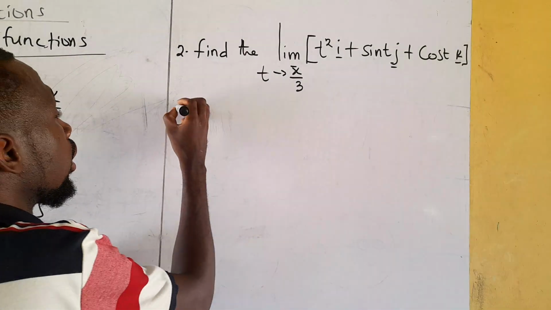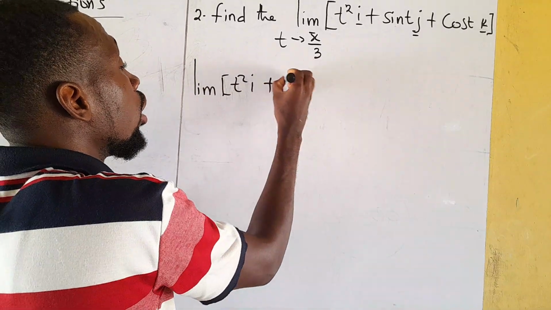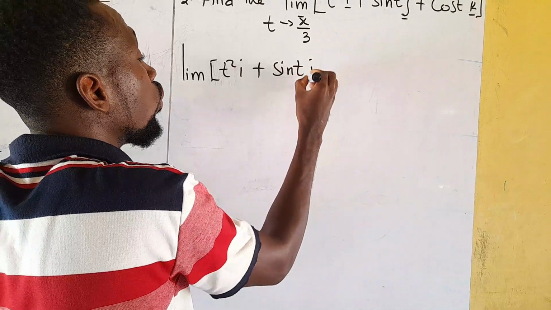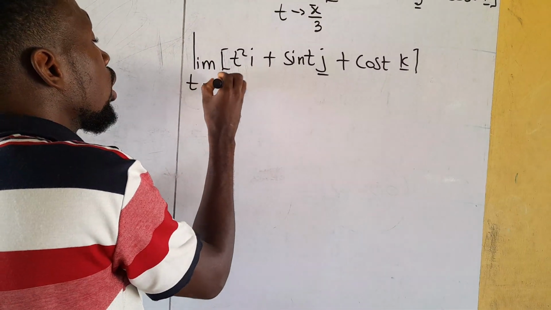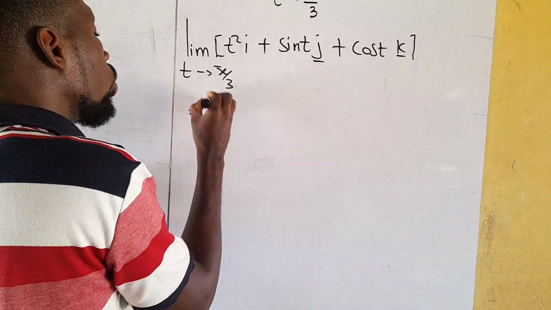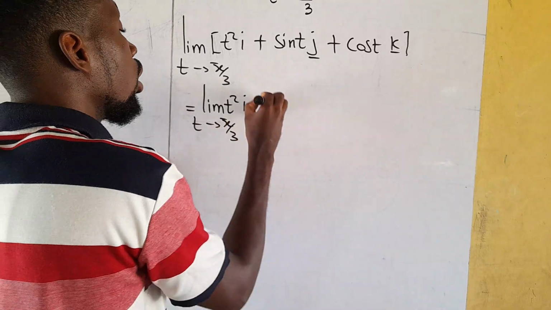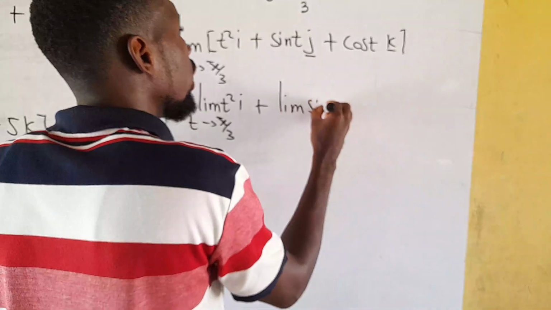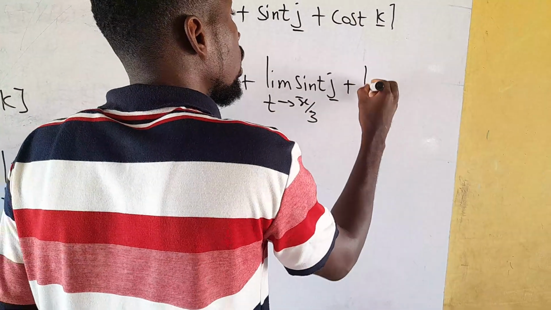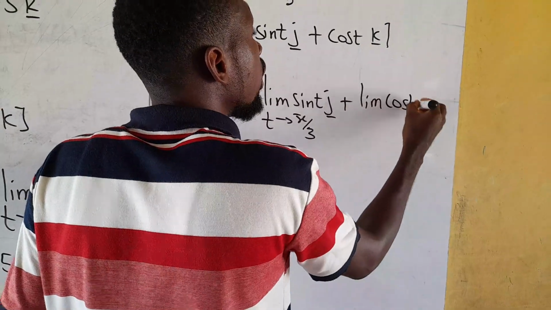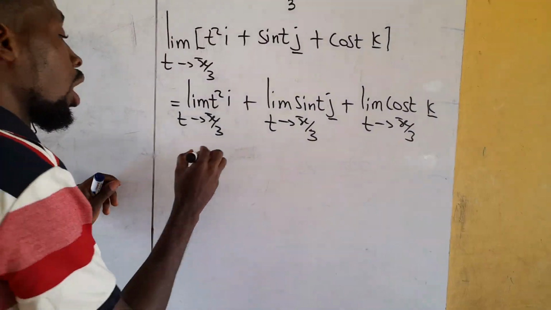So we can say that the limit of t squared in the direction of i plus sin t in the direction of j plus cos t in the direction of k as t approaches pi over 3 will be equal to the limit of t squared i as t approaches pi over 3, plus the limit of sin t in the direction of j as t approaches pi over 3, then plus the limit of cos t in the direction of k as t approaches pi over 3.